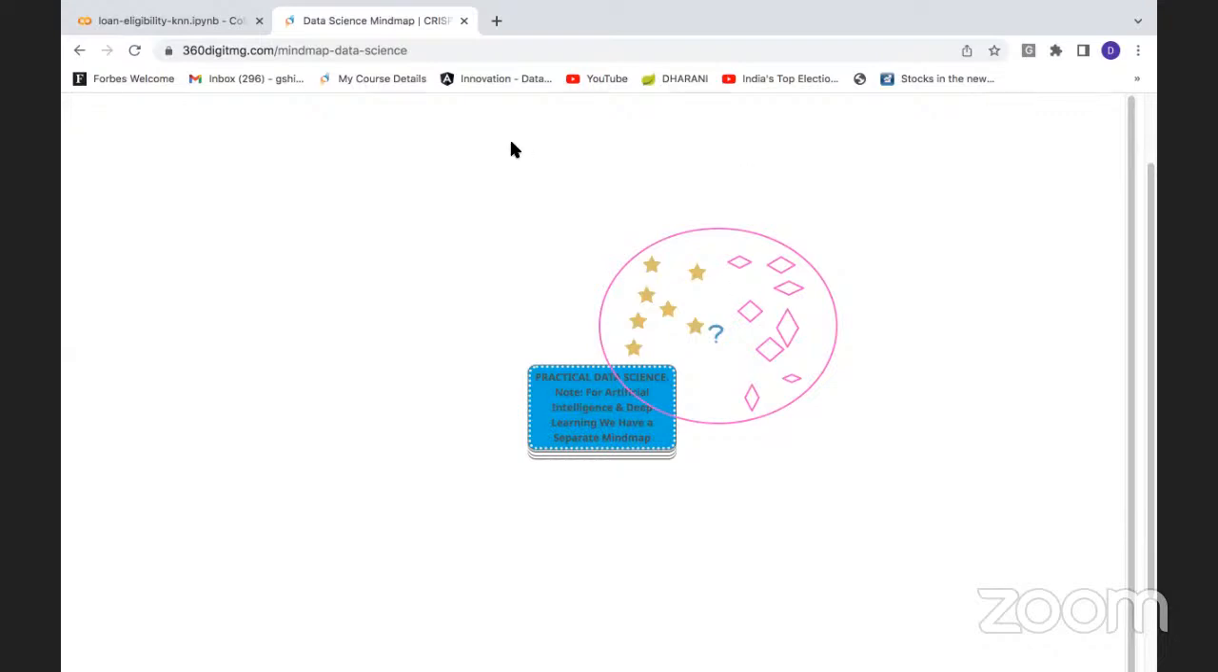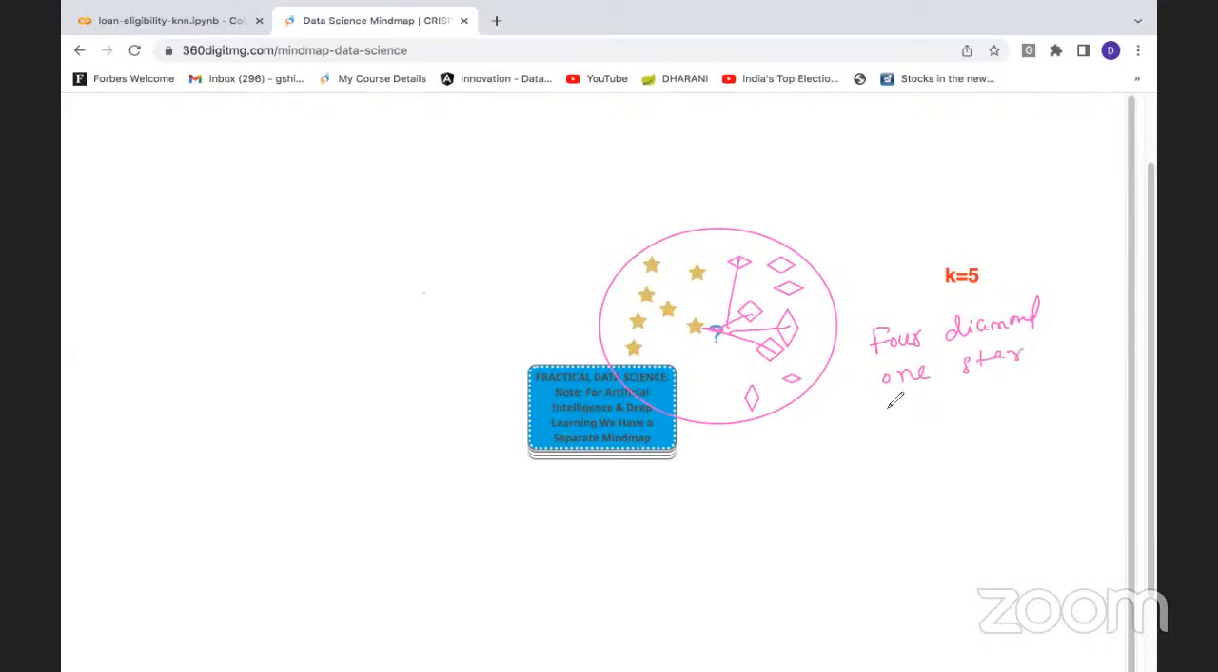You decide that your K value should be equal to 5. There is a star mark and there is a diamond. Now what you focus on here is that you want the 5 neighbors which are near to this. 5 neighbors are required, so maybe you get 1, 2, 3, 4, and this is 5. Out of which you have 4 diamonds and you have 1 star.